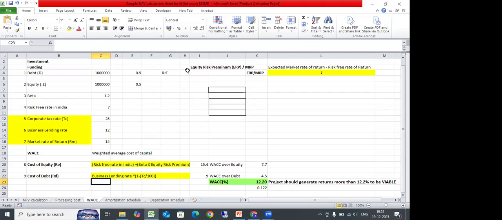So the whole point is we are calculating the cost of capital here. What is the cost of capital? It's equity and debt, right? So the whole point is we should generate return which is more than the cost of our capital. Yes. Okay, that is the whole point of calculating this.